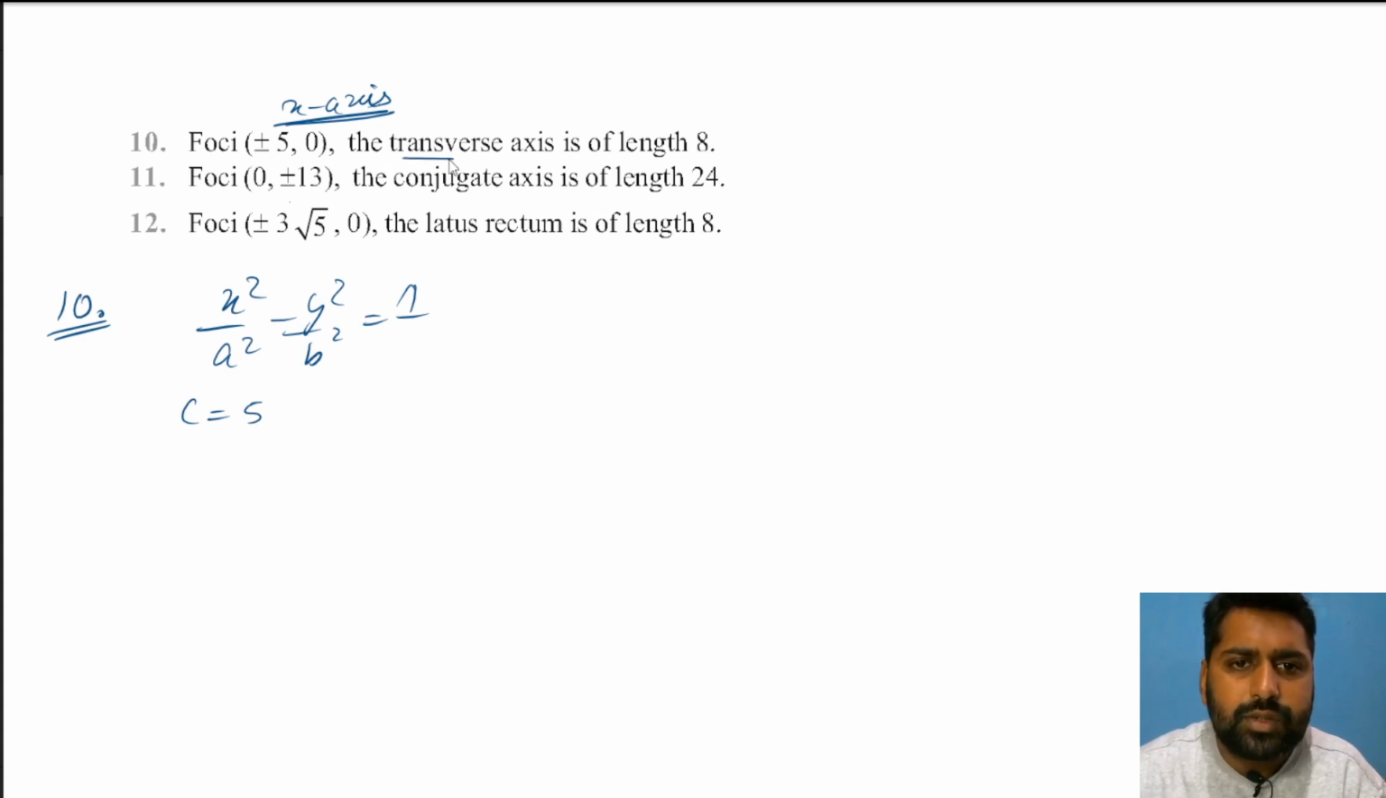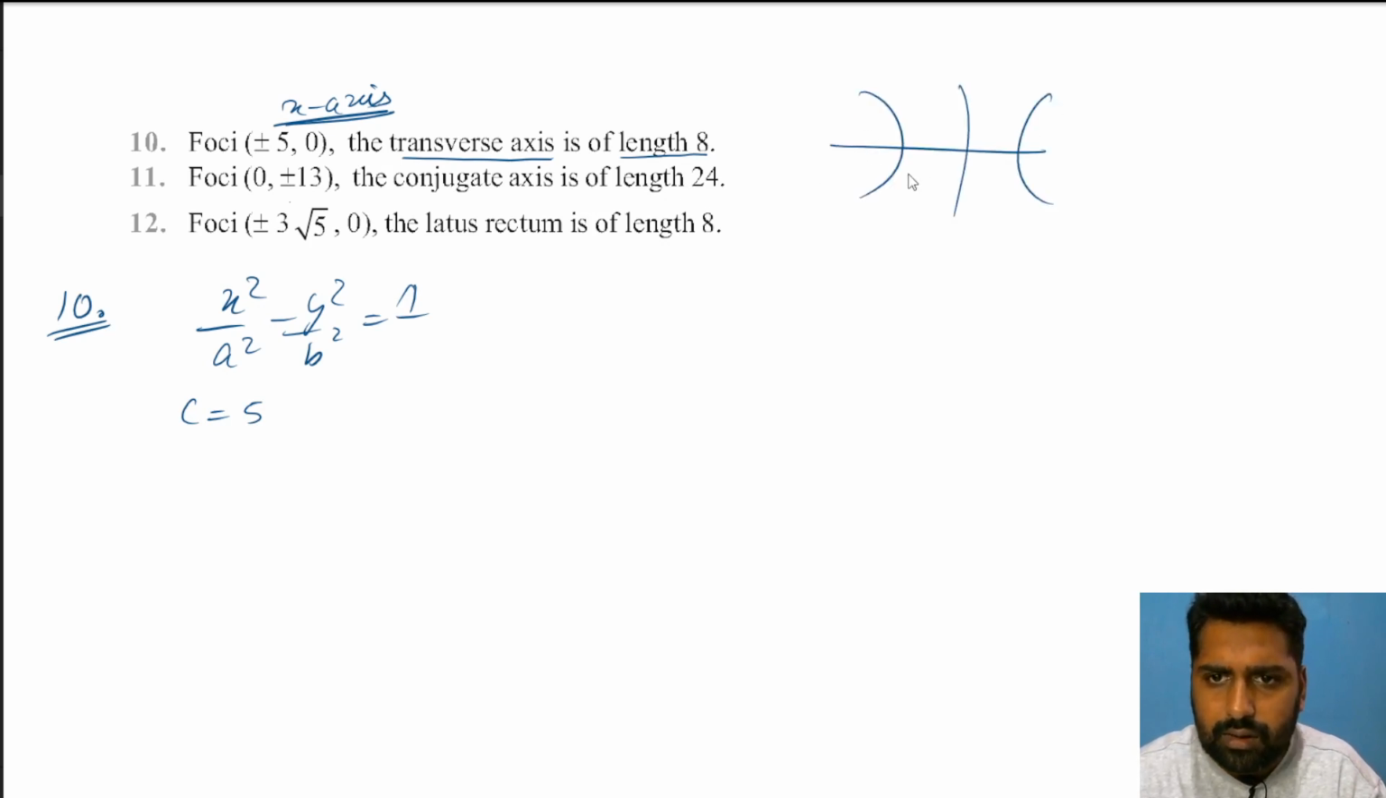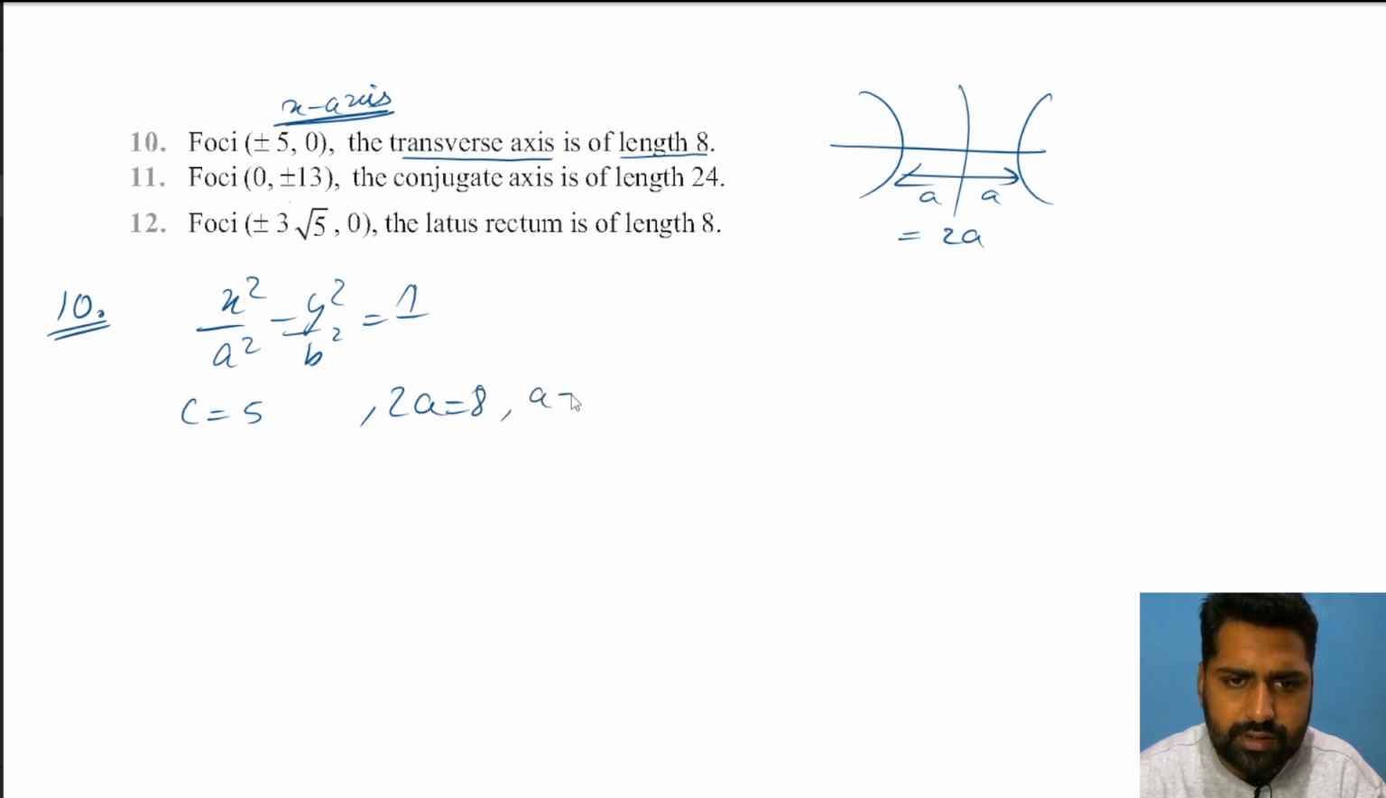He's saying transverse axis length is 8. What is the length of transverse axis? In the case of hyperbola, this distance is called the length of transverse axis. This is transverse axis AA', so the total length is 2a. That means he is giving us another condition that 2a is equal to 8, which implies a is 4.